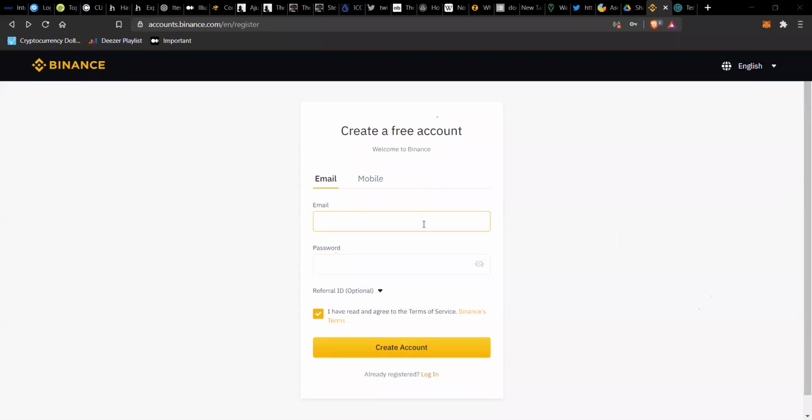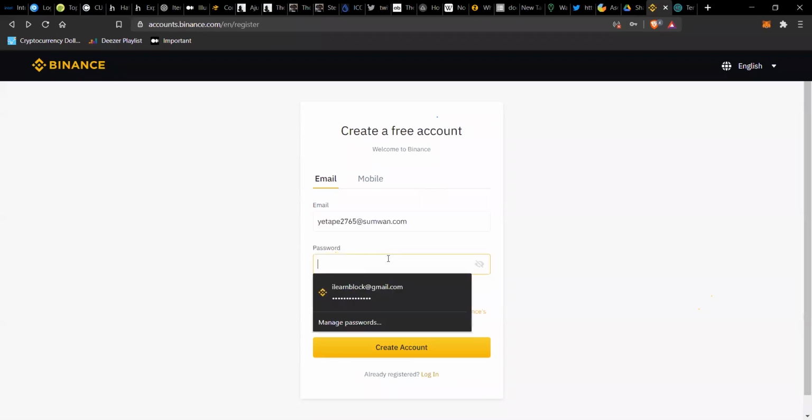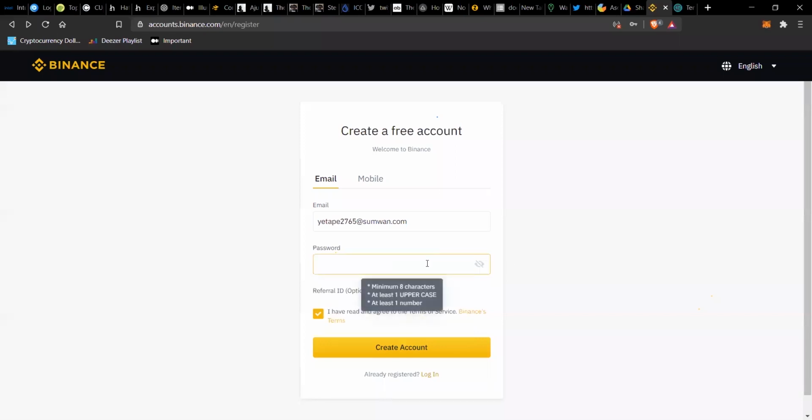Now, to open a Binance account, the first thing you have to do is you put an email and then a password. For the password specification, the requirement is that the password must be a minimum of 8 characters. So you can't use a password that is just maybe 4 characters long, like door or something. You have to use a password that is at least 8 characters long. And then there must be a capital letter and a number. If not, the password will not work.